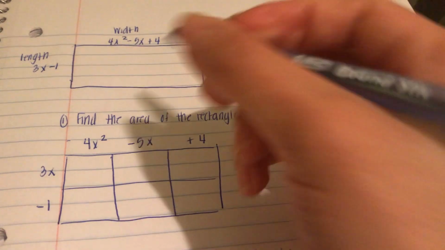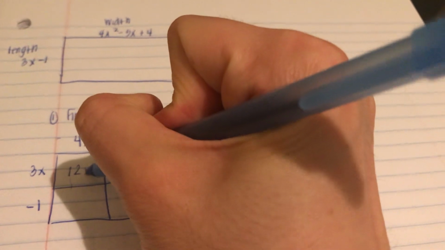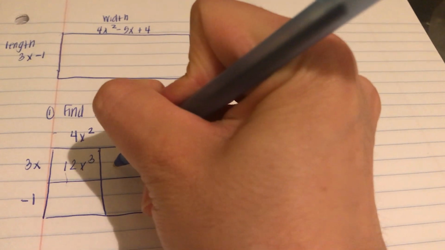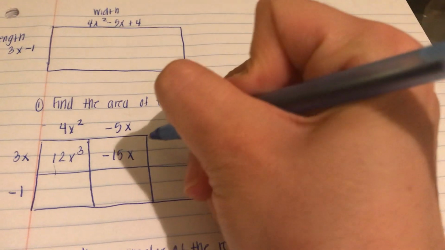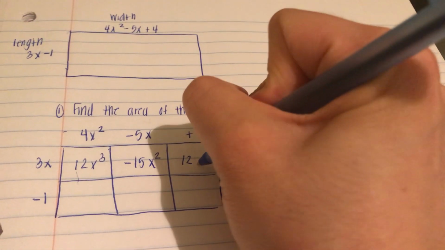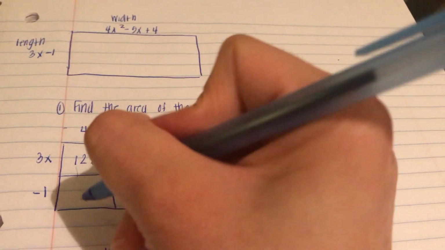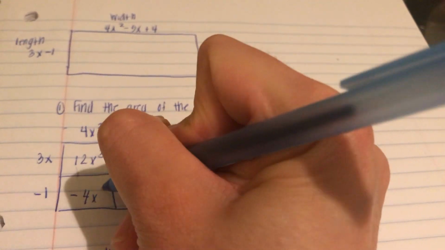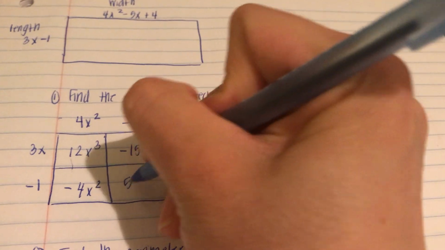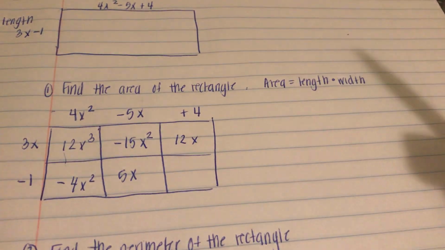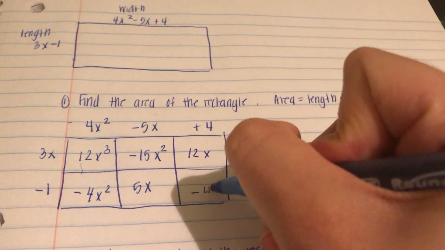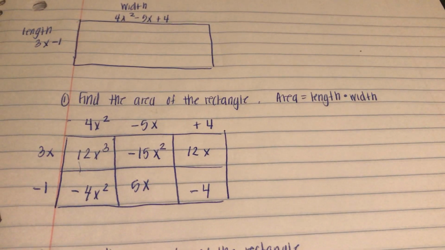So 4x squared times 3x, that is 12x cubed. Negative 5x times 3x, that's negative 15x to the power of 2. 4 times 3x is 12x. 4x squared times negative 1, that's negative 4x squared. Negative 5x times negative 1, that is just positive 5x. And then we have 4 times negative 1, which is negative 4. And now we just have to combine the like terms.